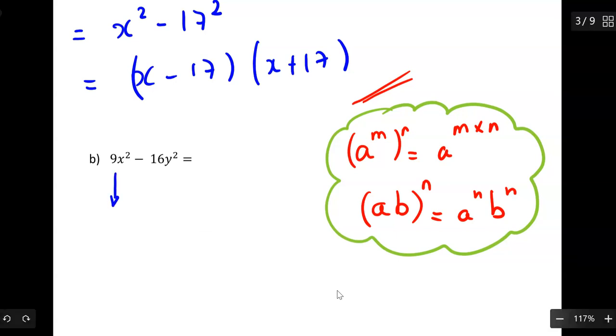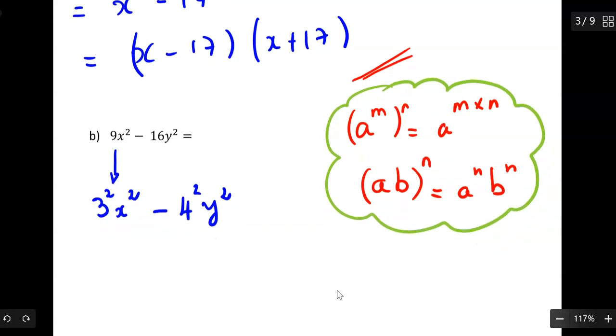9 is a perfect square, right? Perfect square means that you can get a number and square that number to equal 9. So in this case, I will have 3 squared x squared. I write it like that, step by step. Now 16 is also a perfect square, which is 4 squared y squared. Now I'm going to apply these formulas, because before I can get a squared minus b squared equal to a minus b times a plus b, I have to identify what a is and what b is.